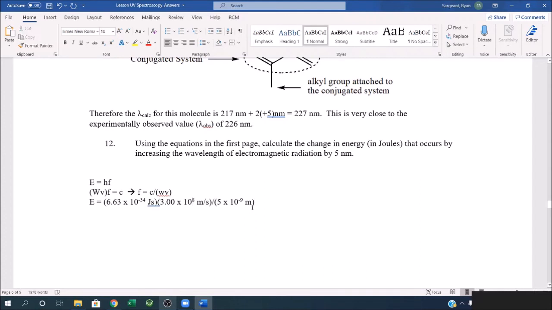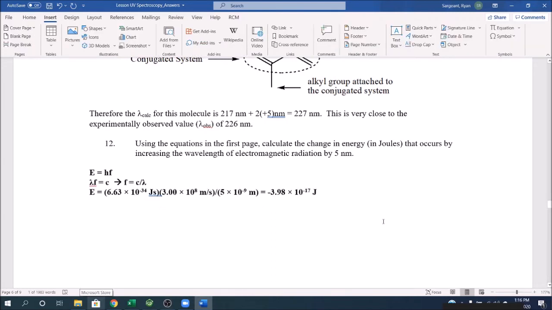So I'm going to plug these into a calculator and spit out some value. All right, the magic of calculators told me that the value was 3.98 times 10 to the negative 17th, and I assigned it a negative value because if I'm increasing the wavelength, that means the energy is going down by that much.